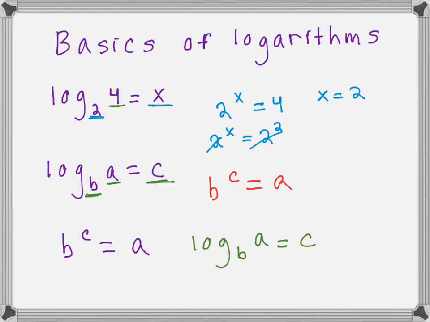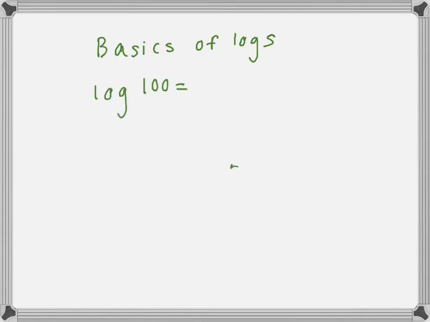Okay, so reviewing the basics of logs, it first says if a base is not specified, it's 10. In the example, log 100 equals x. There's no base here, so you don't know what the base is, but you want to assume that the base is 10. Now we can solve this like anything else. 10 to the x equals 100. 10 to the x equals 10 squared. x equals 2. So that's something to remember: if the base is not specified, it's going to be 10.